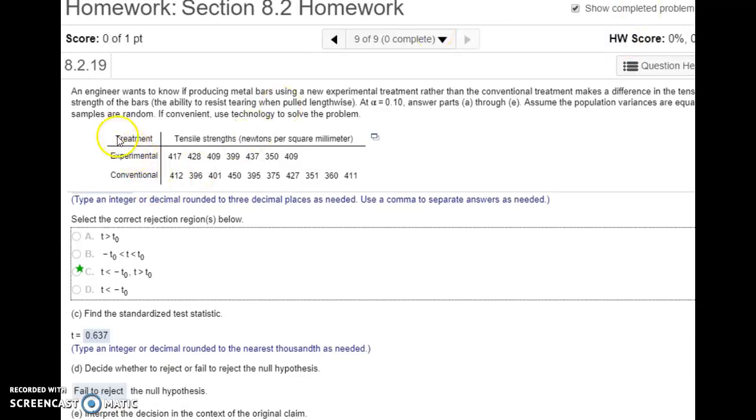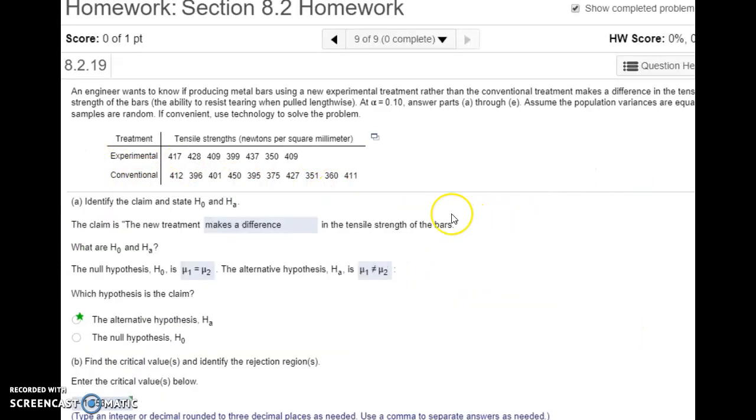So we have actually a table of data here, a sample using the experimental method, and then a sample using the conventional method. So first, let's start off just identifying our null and our alternative. So we're trying to see if there's any difference here between the two methods. So that's our claim, is that the new treatment makes a difference.